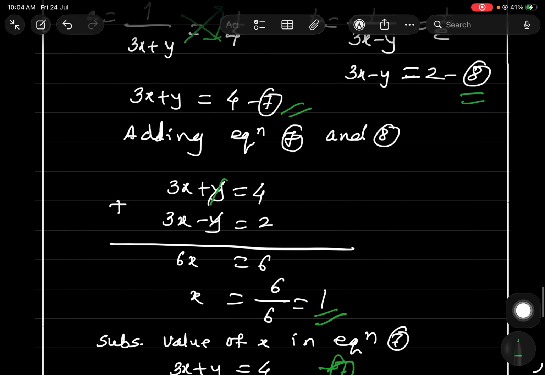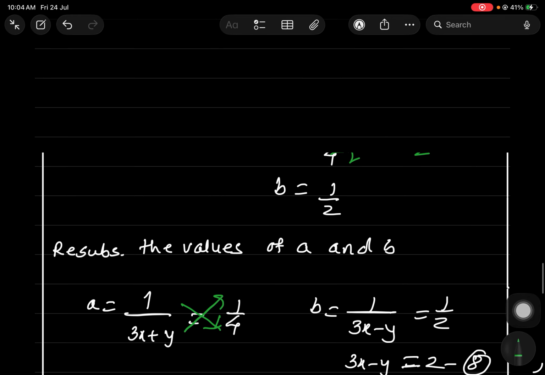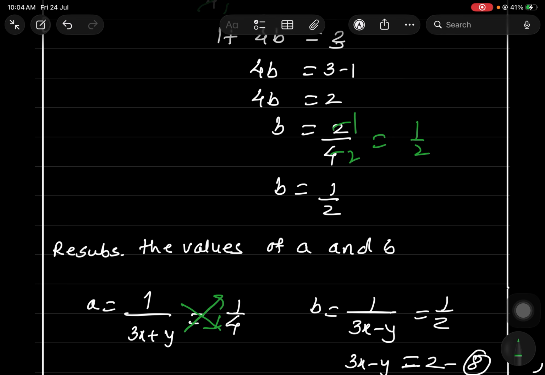of the given equations. So it is very simple, you can easily solve it, you have to solve step wise.